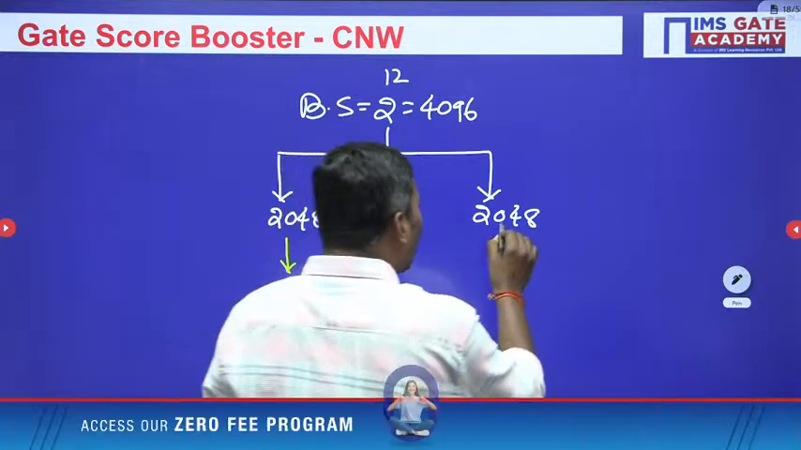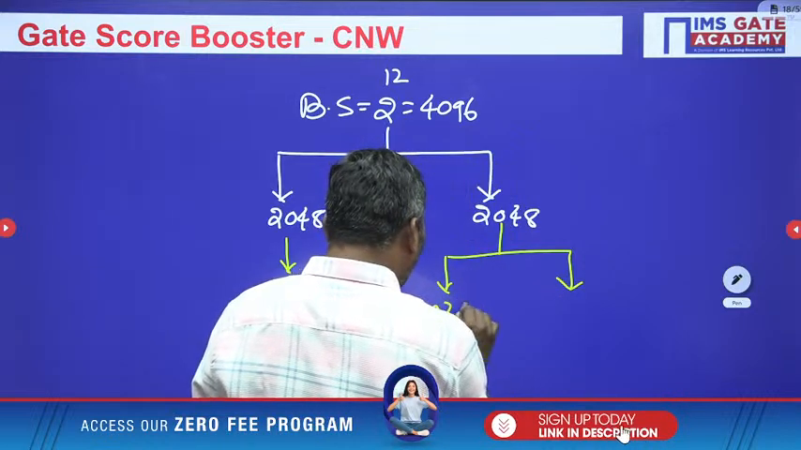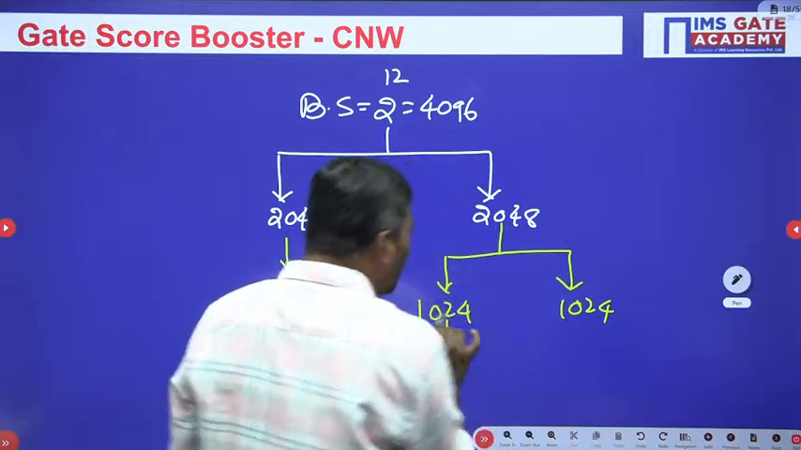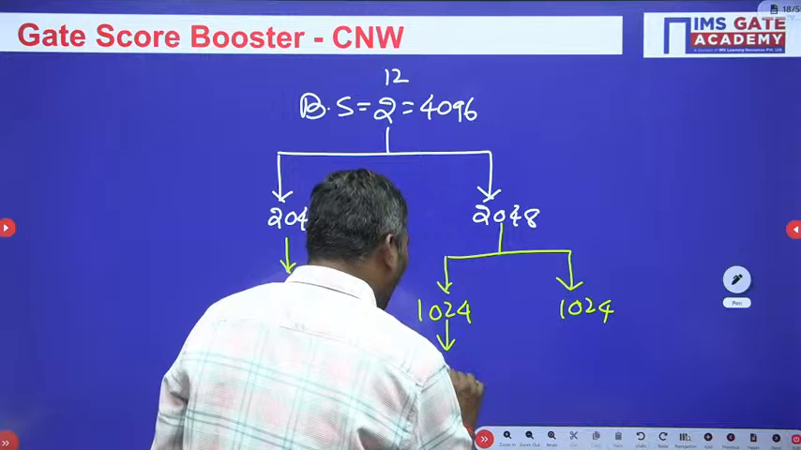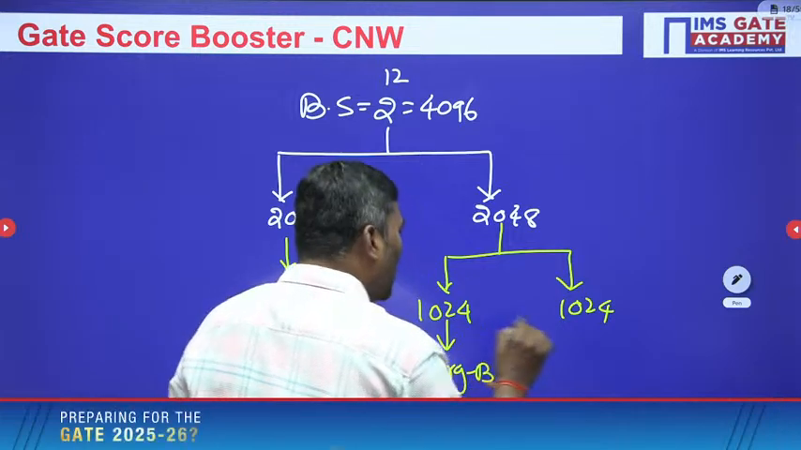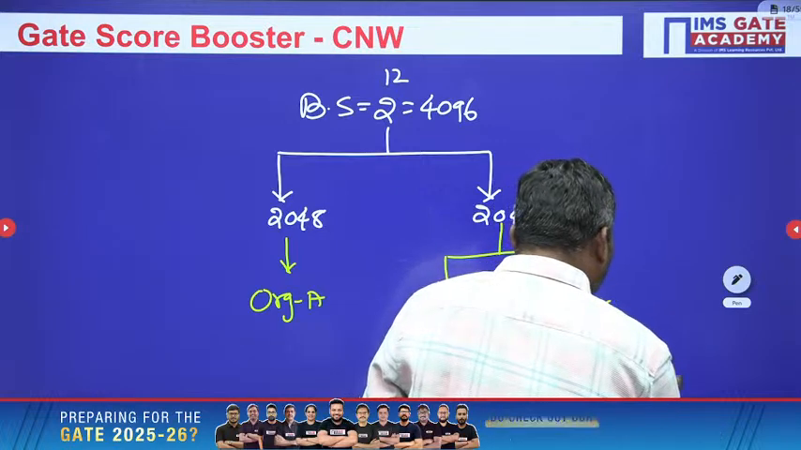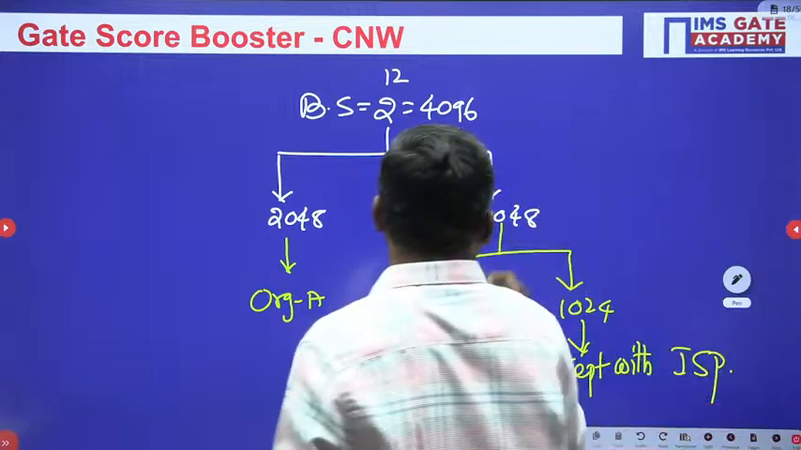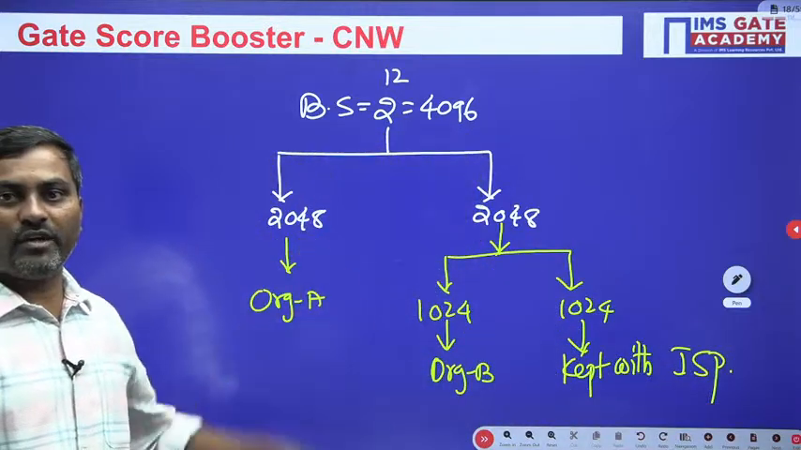Now, second off again, quarter means what? You have to divide further. So 1024, correct or not? So this part can be given to B, or this part can be given to B. Let's say this is given to organization B, assuming. So this is kept with what? Kept with ISP only. Okay, kept with ISP. Now see, this is an overall configuration, correct or not?